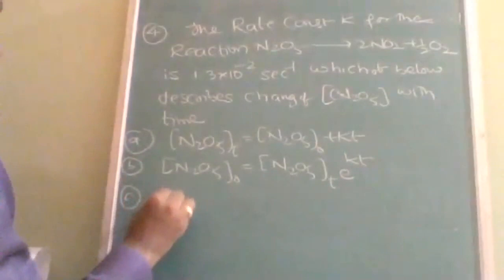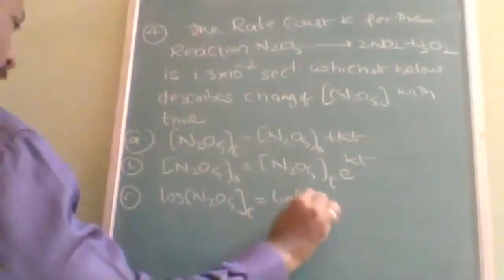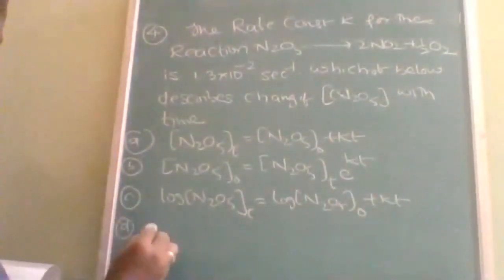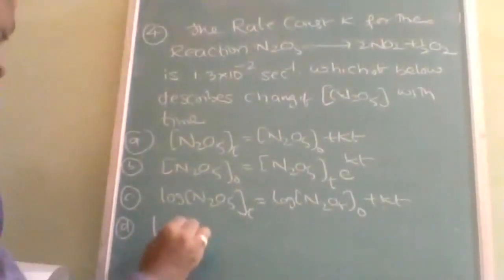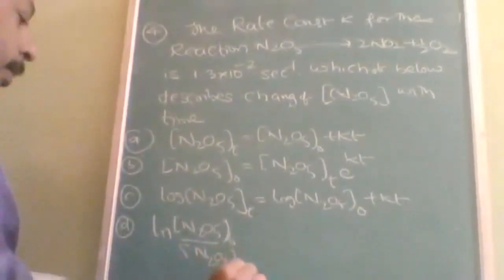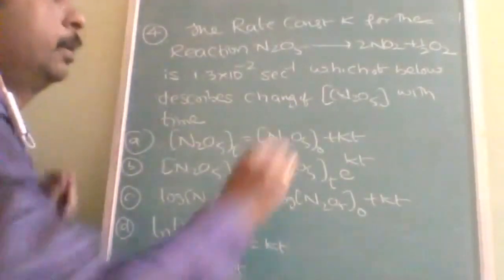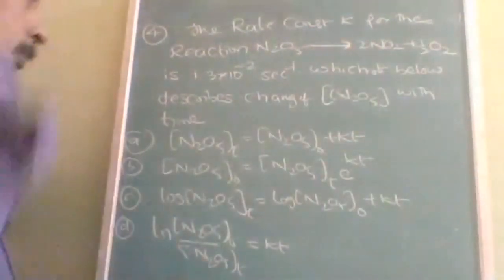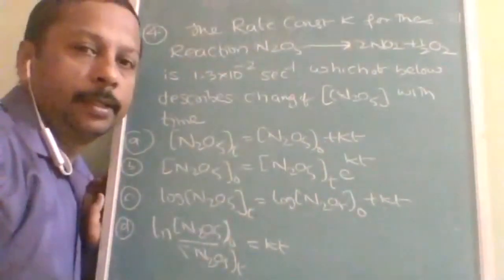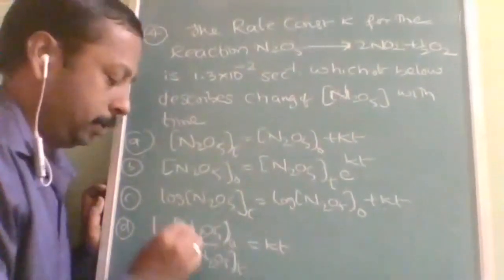Option C, log [N2O5]t is equal to log [N2O5]0 plus t. Next, the fourth and final option is ln of [N2O5]0 divided by [N2O5]t is equal to kt. So these are the four options given. This is the reaction, N2O5 gives 2NO2 plus half O2, and the rate constant is 1.3 into 10 to the power of minus 2 second inverse. You have to select which option is correct. You can try, and I will tell you.